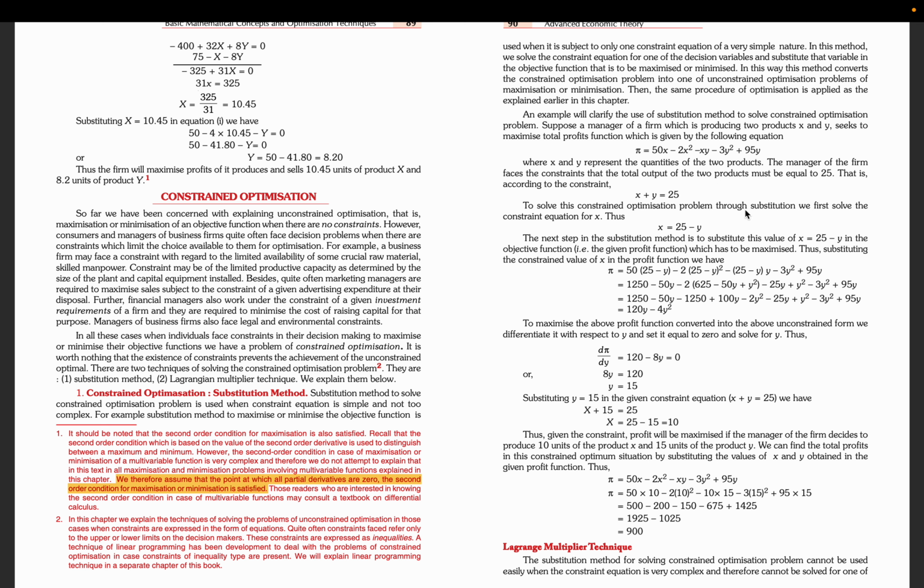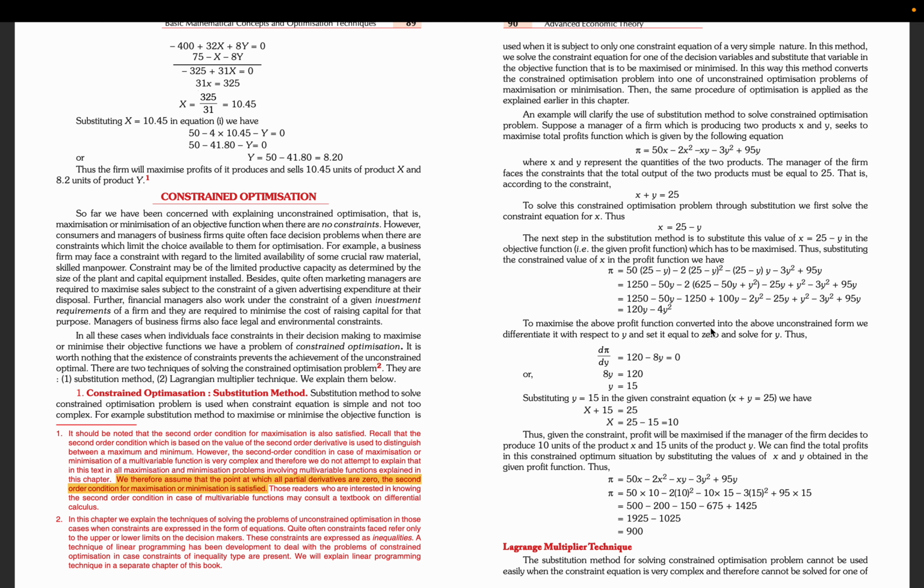To solve this constrained optimization, you just basically take out the value of x and put it back here. So substitute this value in the objective function. You get pi is equal to 50 times x, so you put this 25 minus y here, minus 2, then again in place of x you put 25 minus y whole squared, minus x, in place of which 25 minus y comes. So you basically just solve this to get this value, and then you solve this just like any other problem of unconstrained optimization, like we call it here.